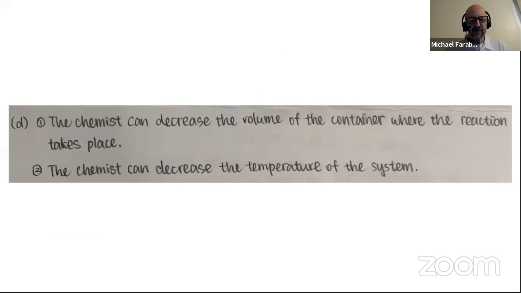Now, take a look at this answer. They did not justify their answer. So the chemist can decrease the volume, but they didn't say why. The chemist can decrease the temperature. So those changes are correct, but they did not back it up with a justification.